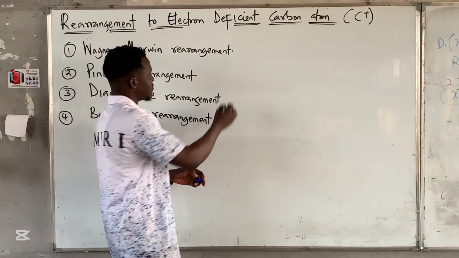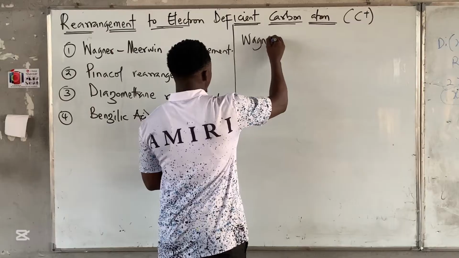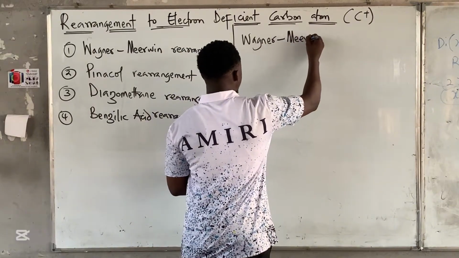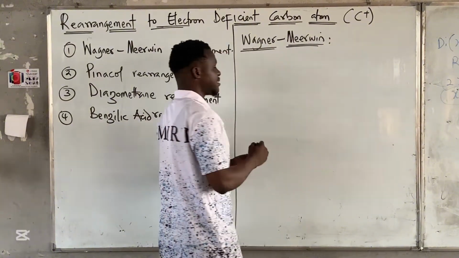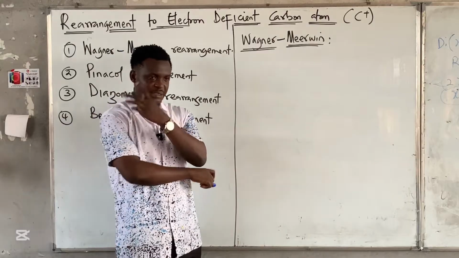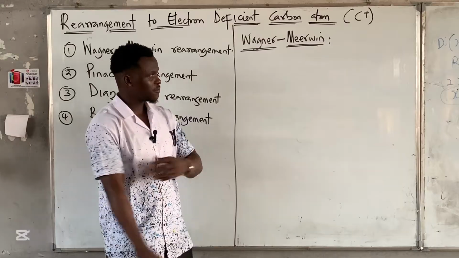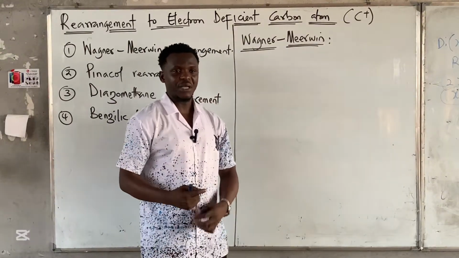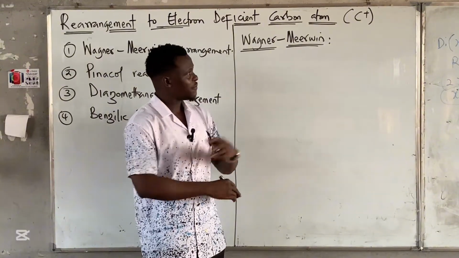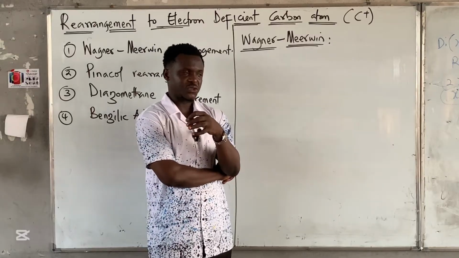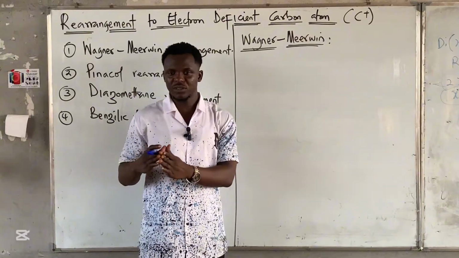Now let's look at the first one, Wagner-Meerwein. Now, this is particularly a type of rearrangement reaction that is used to rearrange carbocations. This particular Wagner-Meerwein involves the rearrangement of a less stable carbocation to a more stable carbocation. Right? So Wagner-Meerwein is a type of rearrangement reaction that is used to rearrange a less stable carbocation to a more stable carbocation.